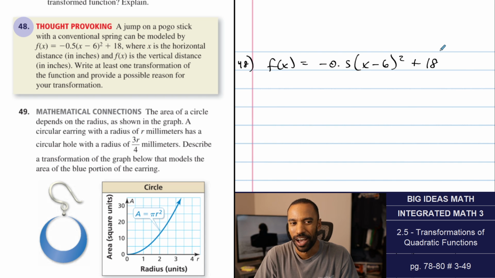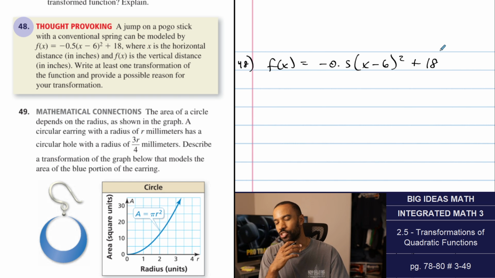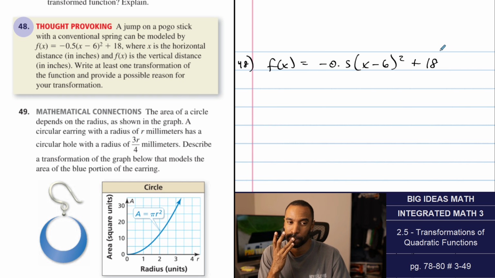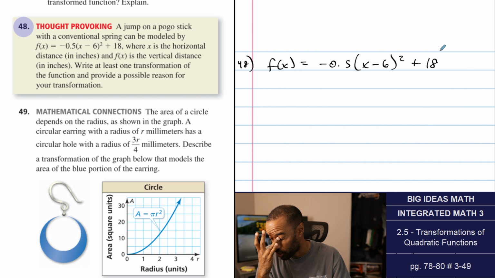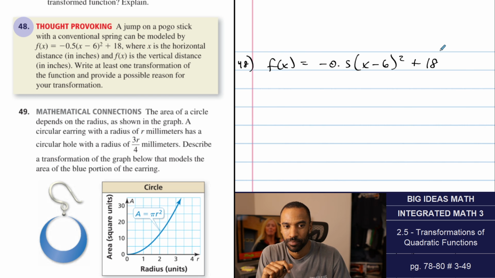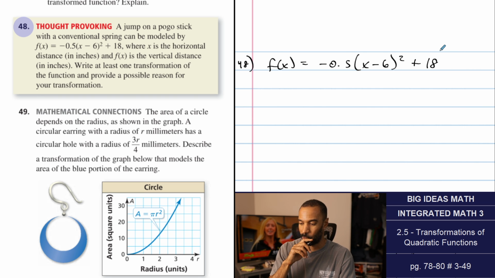Okay. What? This is open-ended. The negative 0.5 is not in reference to gravity. So if I change something, write at least one transformation of the function. I don't know what they want me to do.